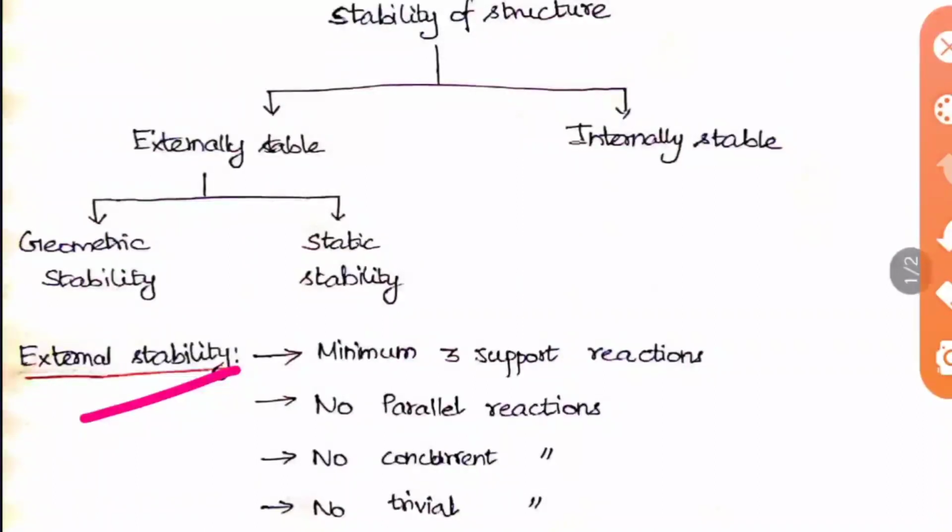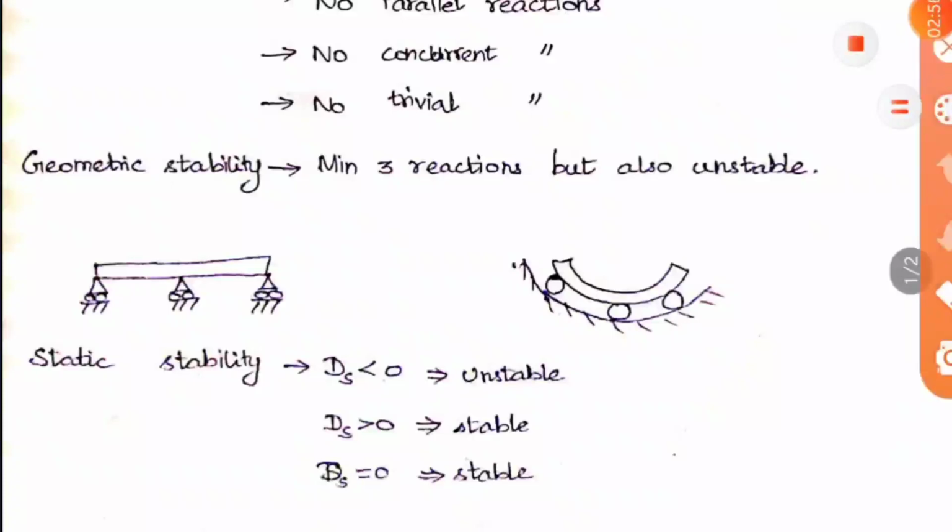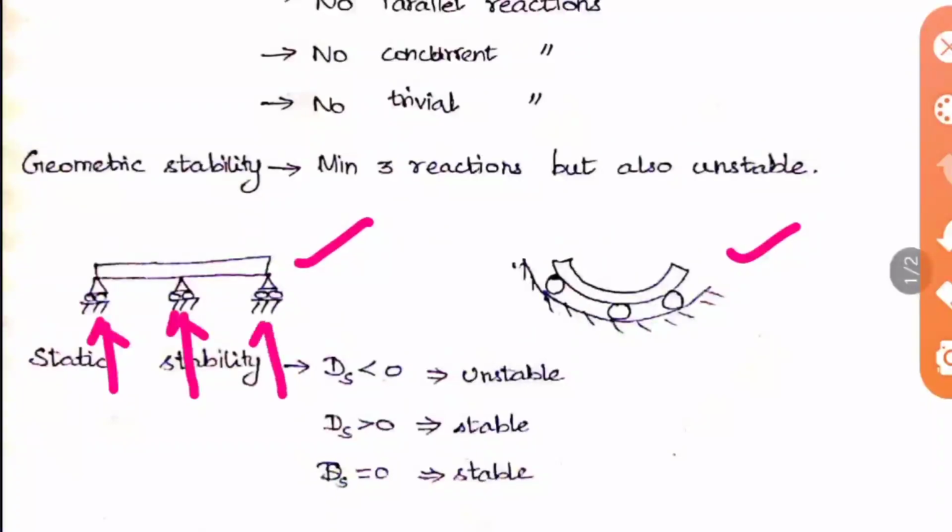Now let us see in particular the geometric and static stability. Here I have given a diagram for this. There are 2 diagrams here. If you see, here it is a roller support, so 1 reaction, here also roller 1 reaction, here also roller 1 reaction. So there are 3 minimum reactions, and the first condition of external stability is fulfilled here. Now you see the next one. These 3 reactions are parallel to each other. So here it fails.